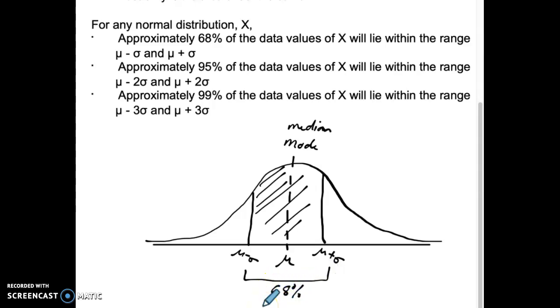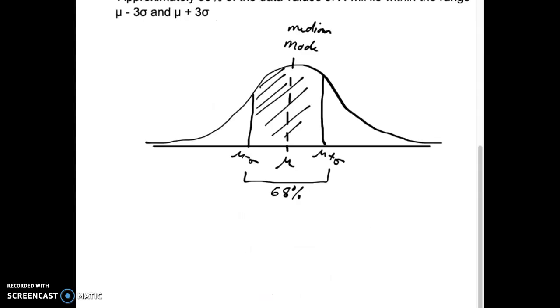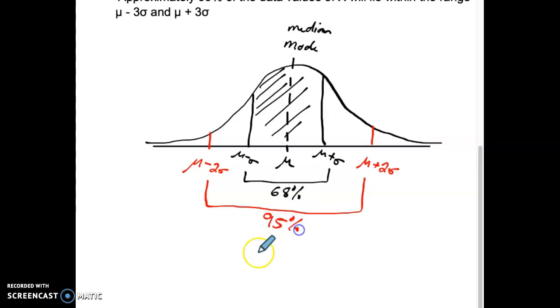So you have a 68% chance of finding your data point between plus 1 standard deviation and minus 1 standard deviation. Now, if instead of plus and minus 1 standard deviation, we did plus or minus 2 standard deviations, in other words mu minus 2 sigma and mu plus 2 sigma, the data that falls between those two values is going to be 95% of the data. So most of our data falls within 2 standard deviations.